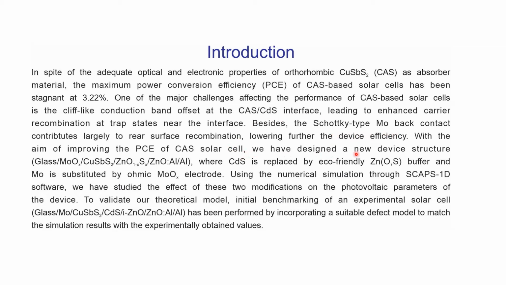So we have decided on a new device structure where cadmium sulfide is replaced by eco-friendly zinc oxide with sulfur as buffer layer, and molybdenum is substituted by ohmic molybdenum oxide as back contact. We used numerical simulation through SCAPS-1D, and we have studied the effect of these two modifications on the photovoltaic parameters of the device. To validate our theoretical model, initial benchmarking of an experimental solar cell has been performed by incorporating a suitable defect model to match the simulation results with the experimentally obtained values.